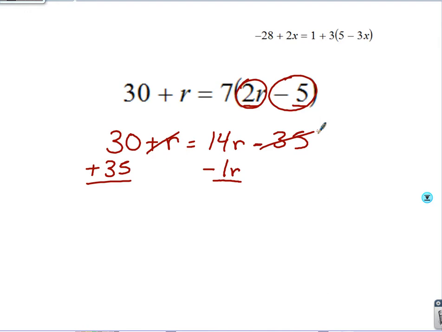$30 and 35, anybody gives me. And that is equal to, notice what the equal sign is, 14 R's minus 1 R gives me 13 R's. So 65 is equal to 13 R's.